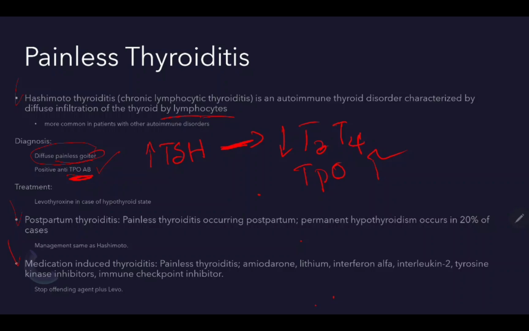Postpartum thyroiditis is the same concept as Hashimoto. The only difference is that this is after a delivery. So in questions, they present the case that after 2 weeks of delivery, the patient started having a picture of hypothyroidism, painless thyroid. Then think about postpartum thyroiditis, okay? And medication side effect, also same symptoms, same everything. Just check your history and check if there is any medication which is mentioned leading to thyroid issues.